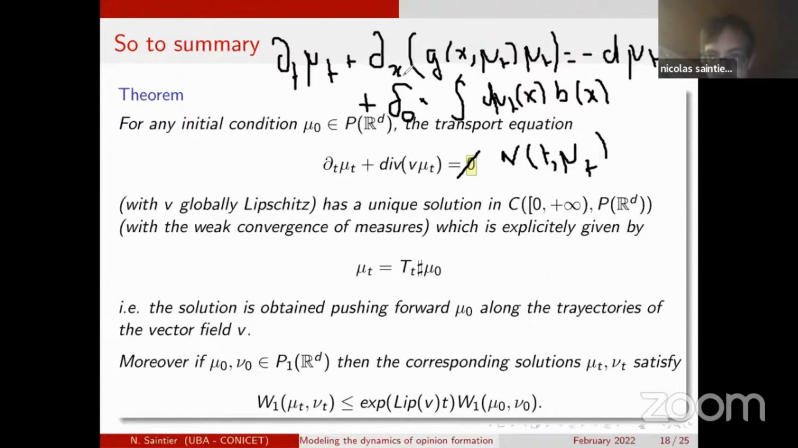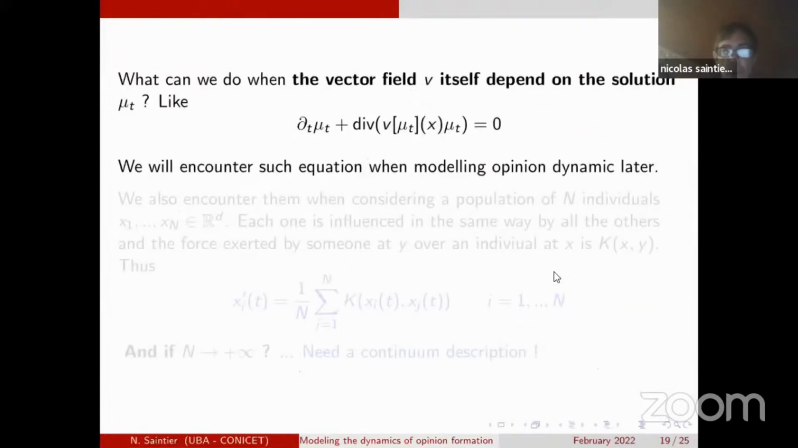Okay, so what I would like to do now is to see what happens when the vector field itself depends on the solution of the equation. First, why do I care? Why do I bother with this kind of equation besides for mathematical sake? Because tomorrow we'll see a natural equation, the dynamics of opinion formation, giving rise to this kind of equation. And now I will show you another kind of situation, more biologically motivated, giving you this kind of equation.